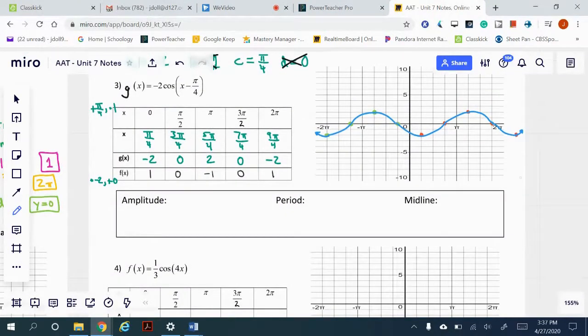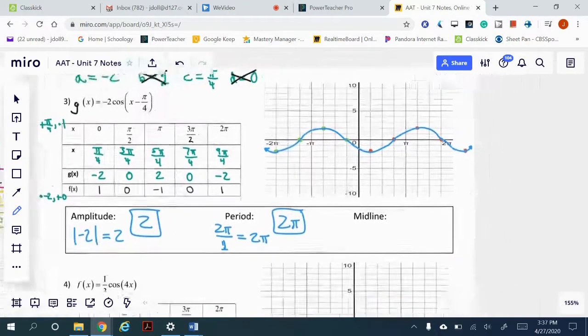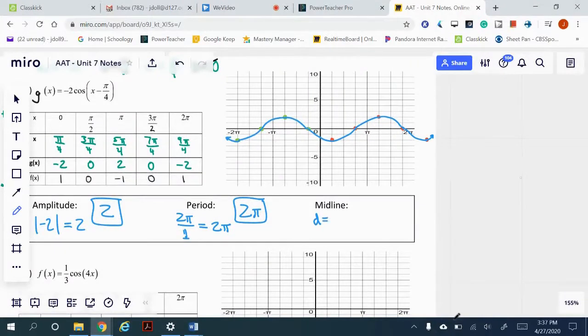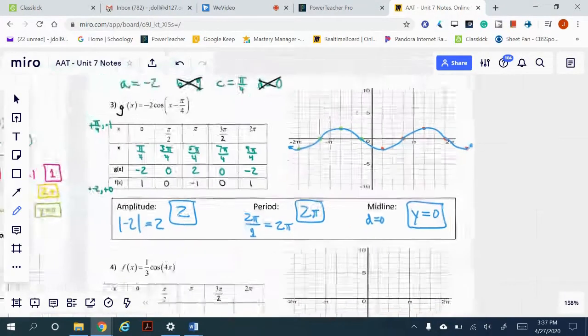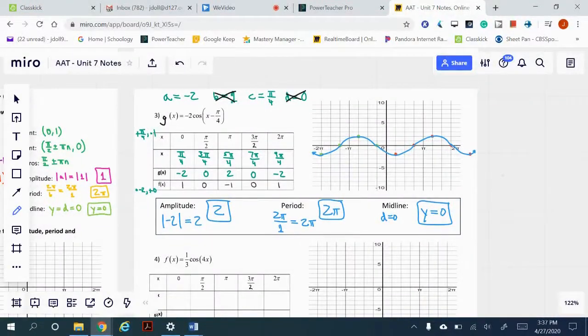Well, amplitude is based on A, and since the A value is -2, the amplitude is going to be the absolute value of A, which is 2. Period. All right, period is 2 pi over B. Well, since B is 1, that is just 2 pi, and our period does not change. Midline is based on D. Well, since D equals 0, we know that my midline is y equals 0. All right, and there you have it, guys.